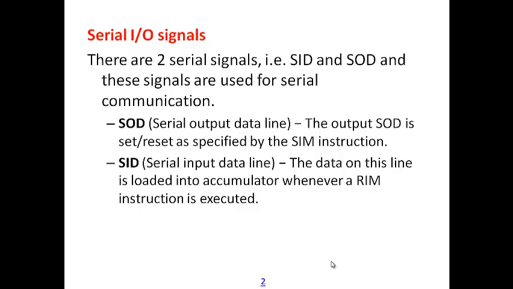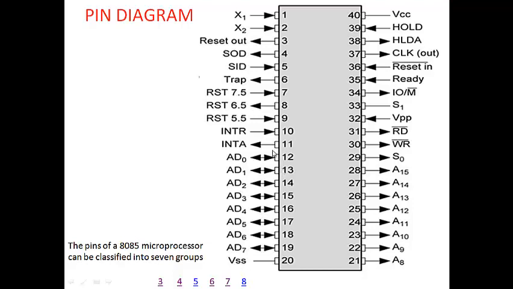So we go for serial communication, where only 2 lines are used. One is SOD, another one is SID: serial output data line and serial input data line. Data on this line is loaded into the accumulator whenever the RIM instruction is executed. Read interrupt mask. So these 2 lines are there here. We can see pin number 4 and pin number 5.